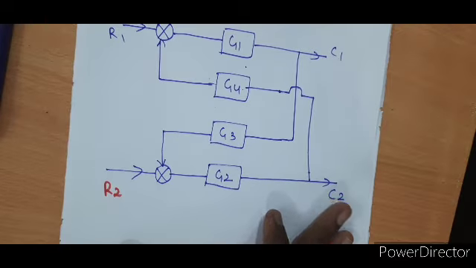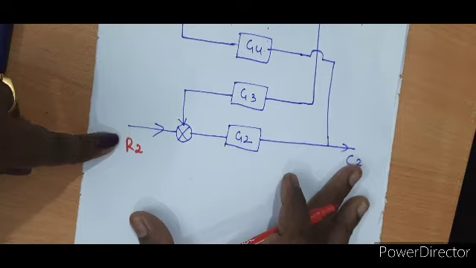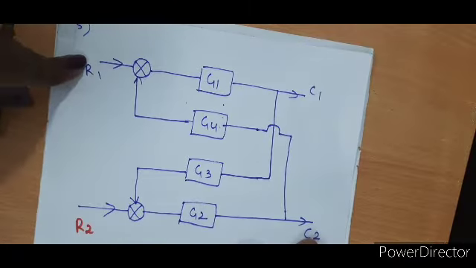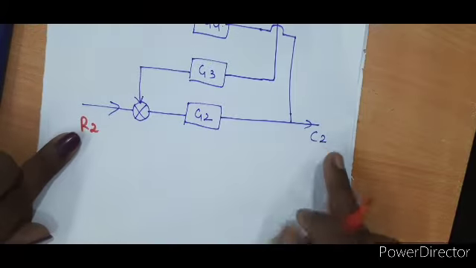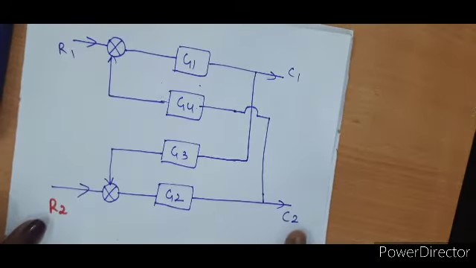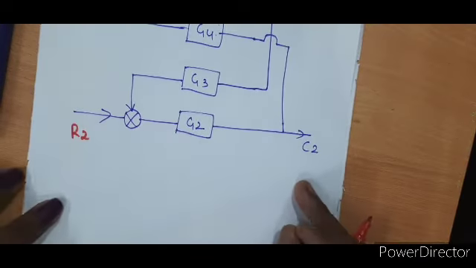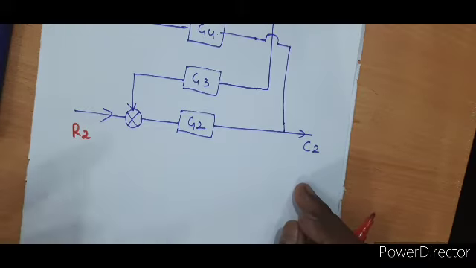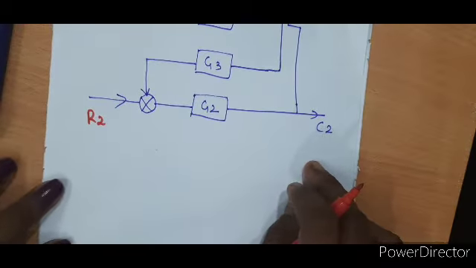While doing this, what happens? Once one input is considered, the other input will be suppressed. When we are considering this input, we will consider this as the output. When this is 0, this will be suppressed. Similarly, we have to find all the transfer functions for all the values. When there were two inputs and one output, we had two transfer functions. Now let's see how many transfer functions we will get.